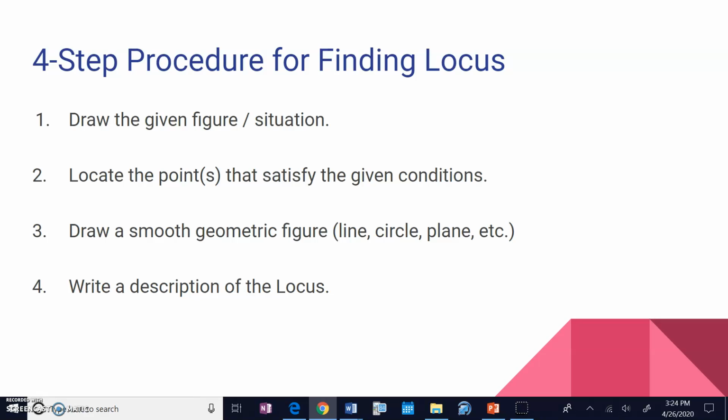I want you to say, the locus is the circle around point A with a radius of 3. The locus of points is represented by the perpendicular bisector of the segment formed by A and B. Things like that. All right, so that's our 4-step procedure. We're going to do a few examples together before I have you guys go off on your own.